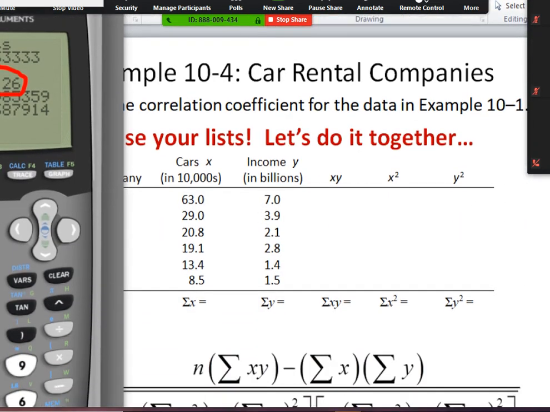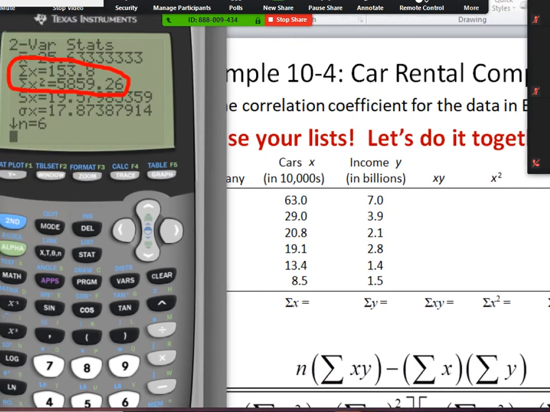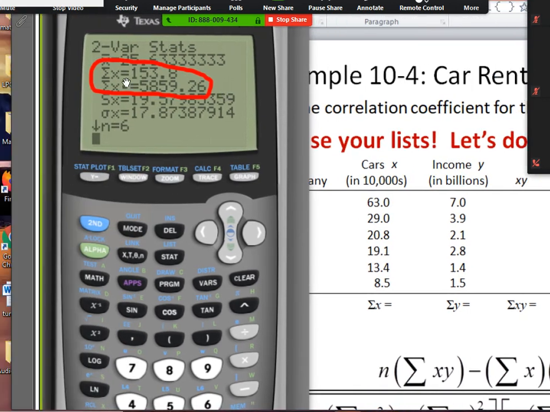Right, this is just a picture of it. Right, so here's my X, some of my X's and some of my X's squared. These are the numbers you need. We've got them right there.